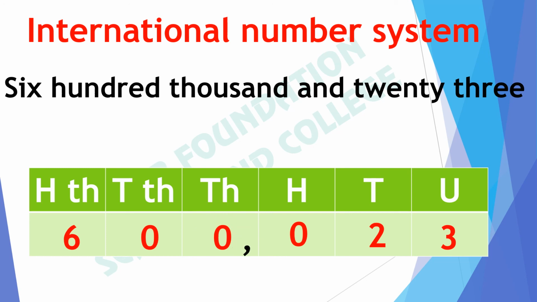We will place the comma. We count the 3 digits from the right side. After 3 digits, we will place the comma in this number.